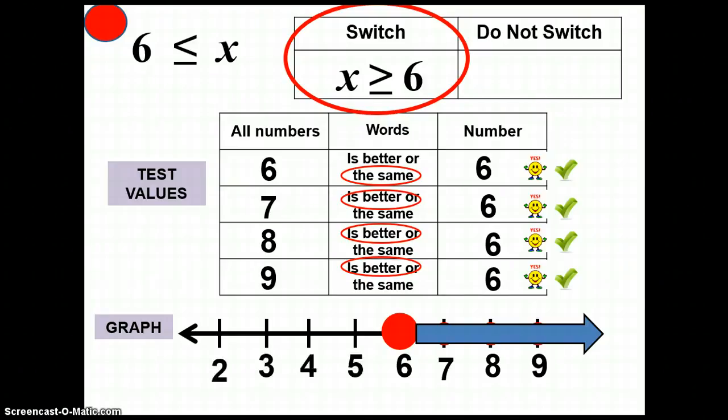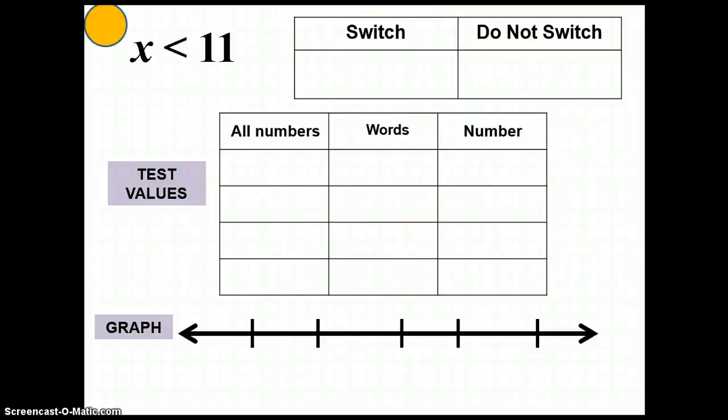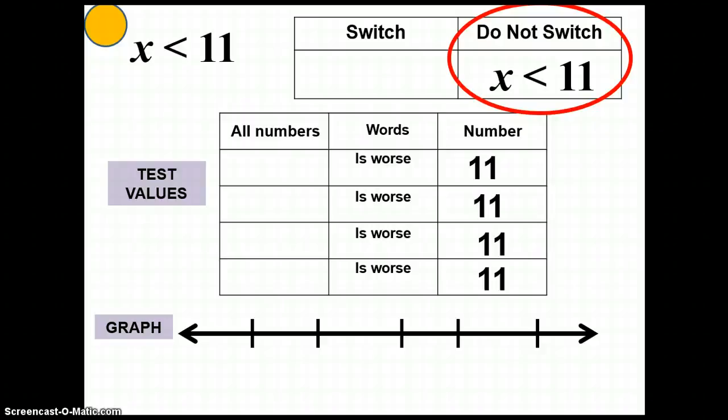How about this next one? Does this one need to switch? x is less than or equal to 11, or x is worse than 11. We don't need to switch, right? We can just leave it as is. So let's start with 11. Is 11 worse than 11? No, it's not. So we're not going to include it. We are going to put a giant circle around it, though, right?